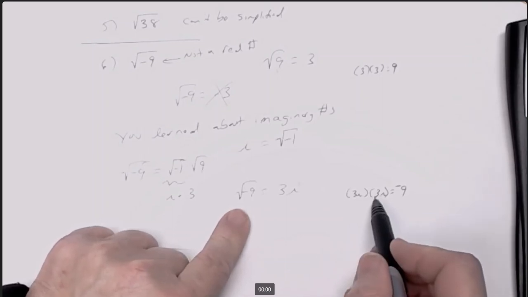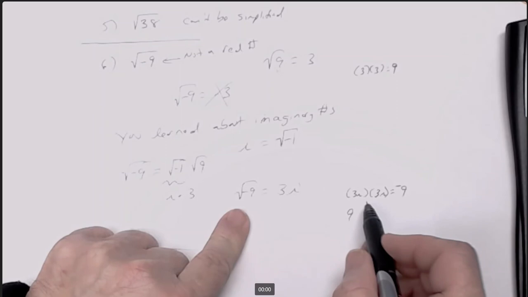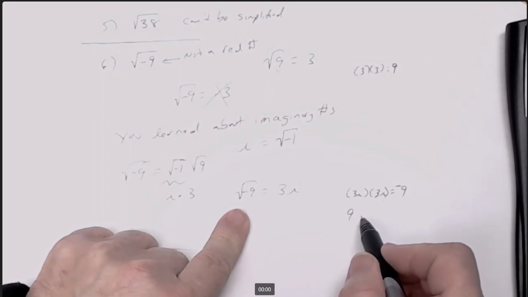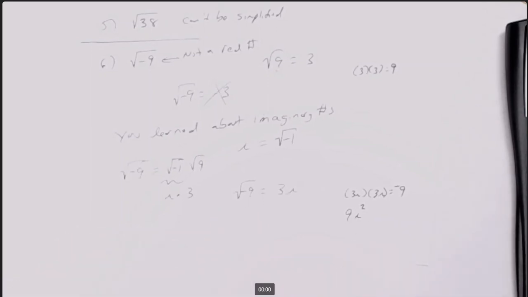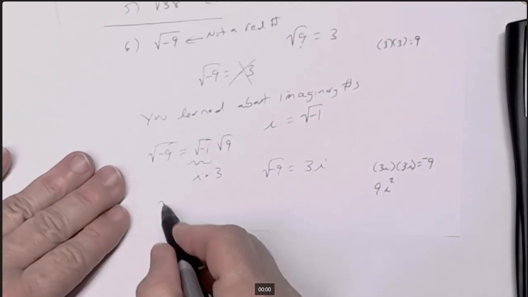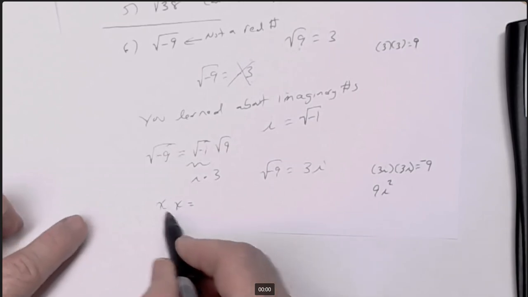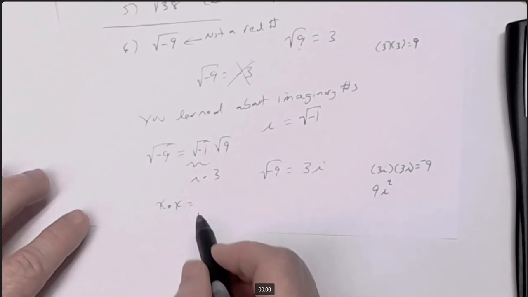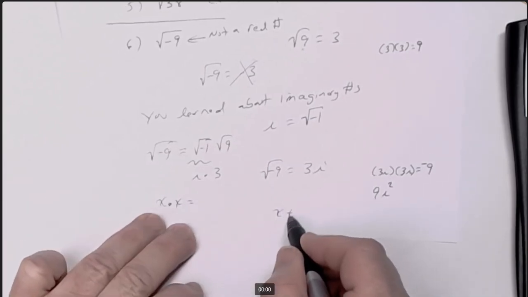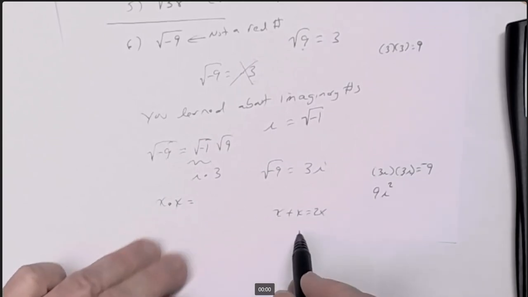i squared. 9i squared. It's kind of like saying x times x is what? No, be careful. x plus x is 2x. What's x times x? x squared. So i times i is i squared.